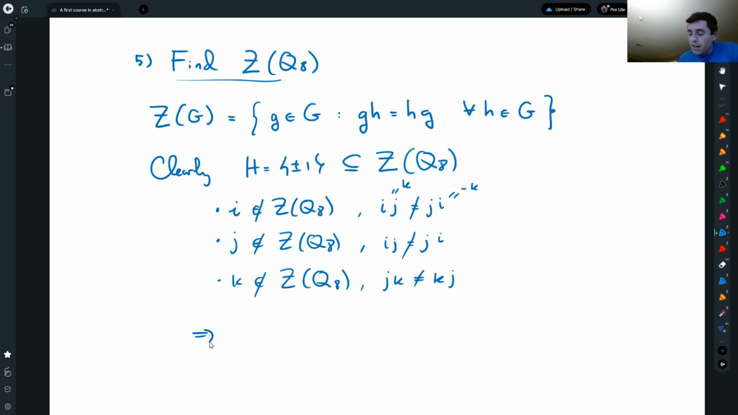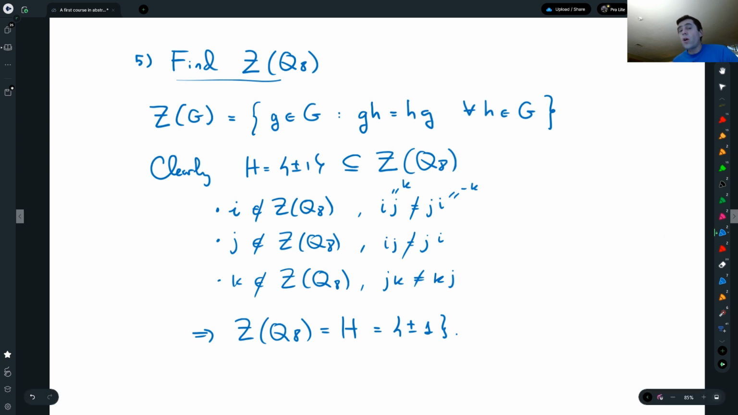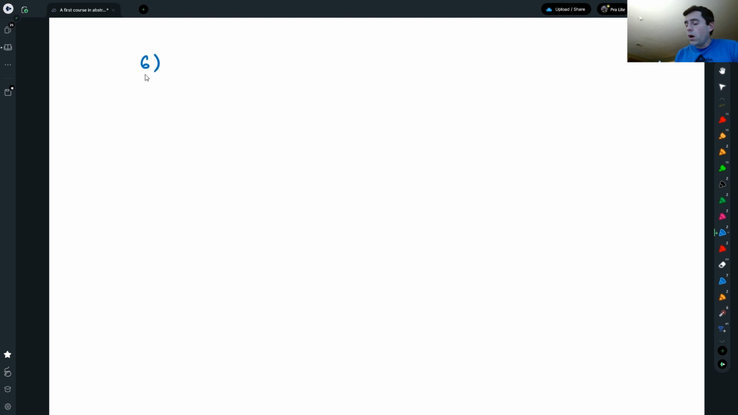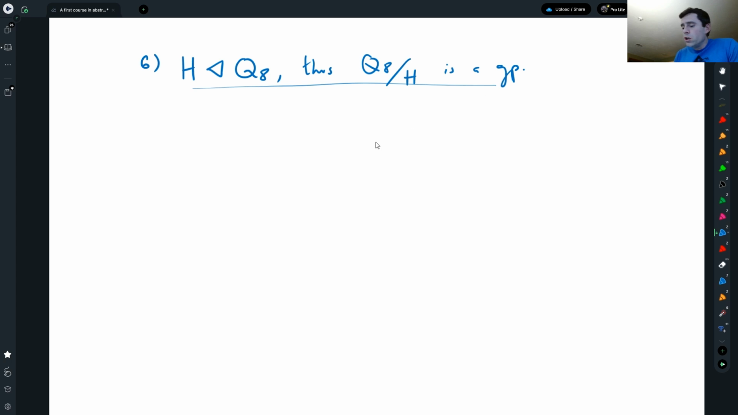And what this tells me is that the center itself has to be equal to H, equal to just plus or minus 1. So we've computed the center of Q8. Great. Let's now talk about the quotient of Q8 by H. So H is normal in Q8, and therefore Q8 modulo H is a group, and I want to know what group this is. Okay, so what is Q8 modulo H?